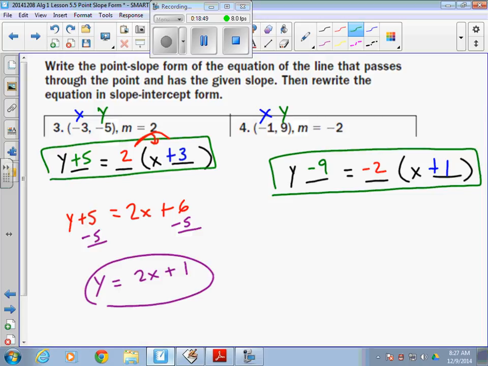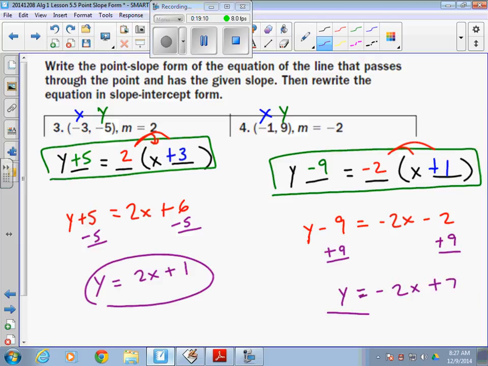Then in order to make slope intercept form, distribute negative 2 again. You get negative 2x. Negative 2 times 1 is minus 2. Y minus 9 equals negative 2x minus 2. One more step to do. Cancel out minus 9 by adding it on both sides. Y equals negative 2x plus 7. Slope intercept form.